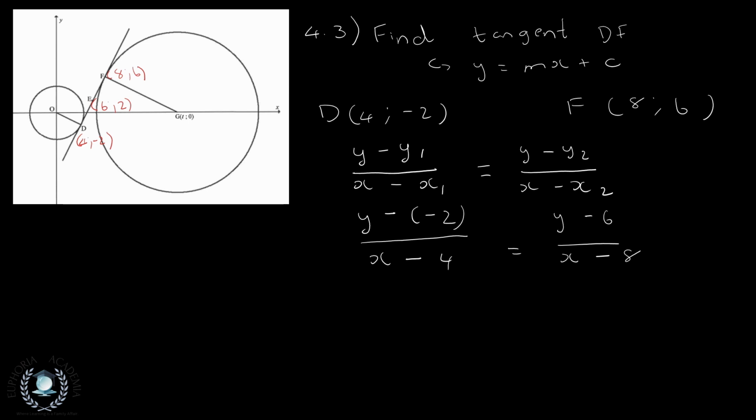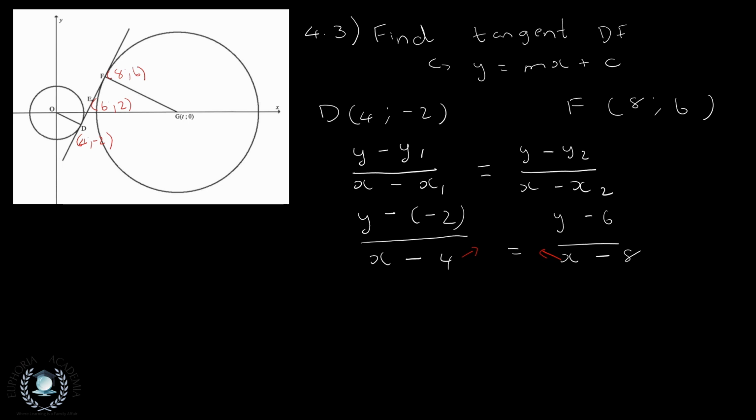Alright, now we just need to do a bit of algebra here. So what I'm going to do, I'm going to take the x minus 4 to that side, and then I'm going to take the x minus 8 to the left hand side. And how am I going to do that? Well, I'm going to multiply by both. That's how I'm going to do it.